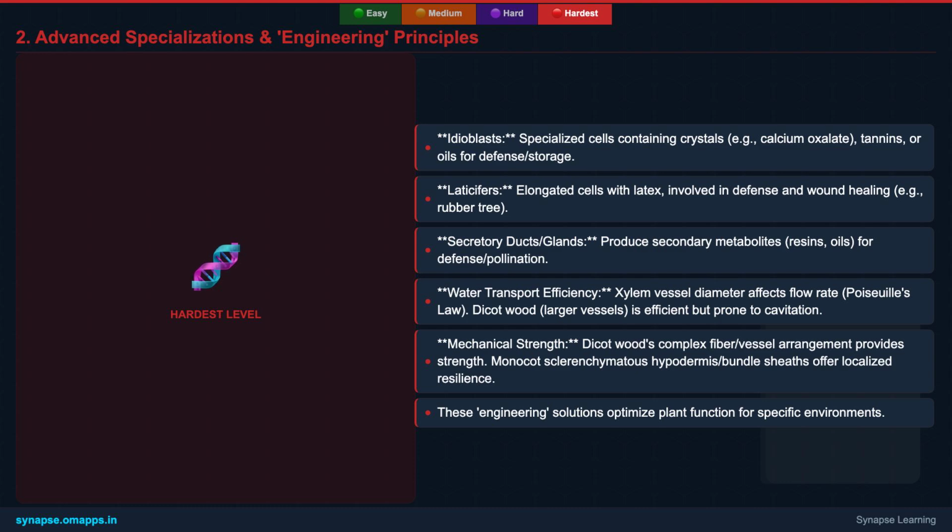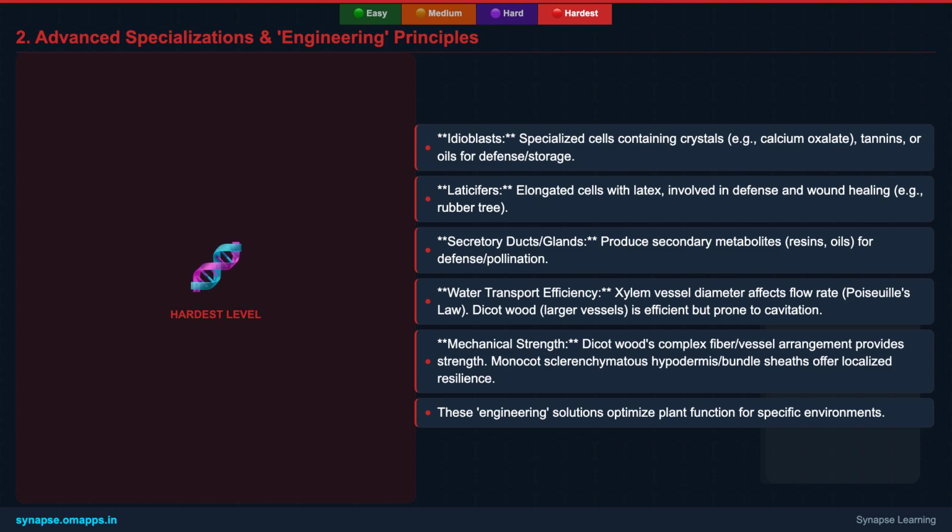From an engineering perspective, consider water transport. Xylem vessel diameter significantly impacts flow rate following Poiseuille's law. Dicot wood, with its varied vessel elements, achieves high transport efficiency but is more vulnerable to cavitation. Monocots, with smaller, more numerous bundles, prioritize safety over peak flow.